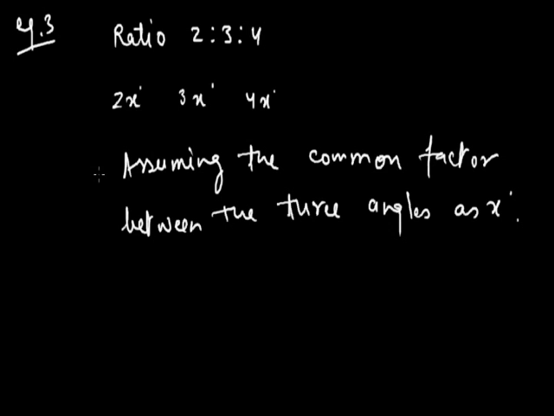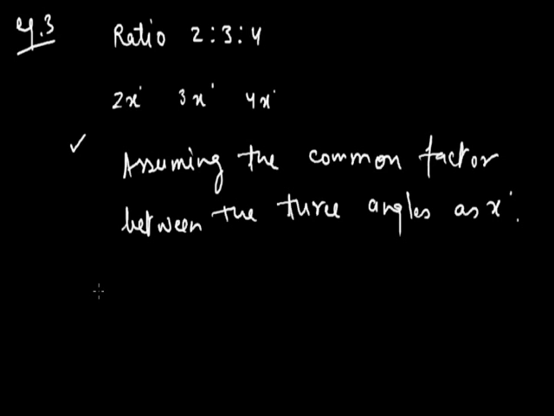Alright, this is the best approach to solve these type of questions. In our question, it is given that the angles of the triangle are in the ratio 2:3:4, so I have assumed the common factor between all the angles as x degrees. So each angle measures 2x degrees, 3x degrees and 4x degrees respectively.